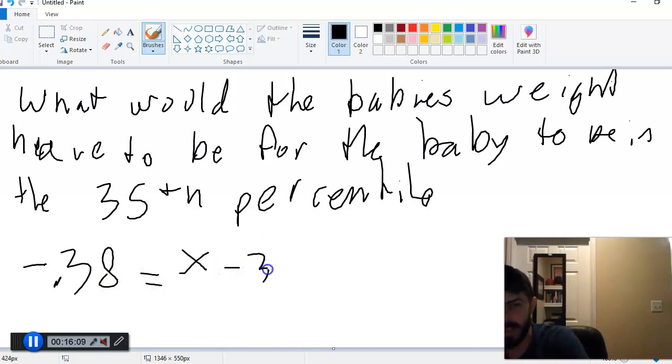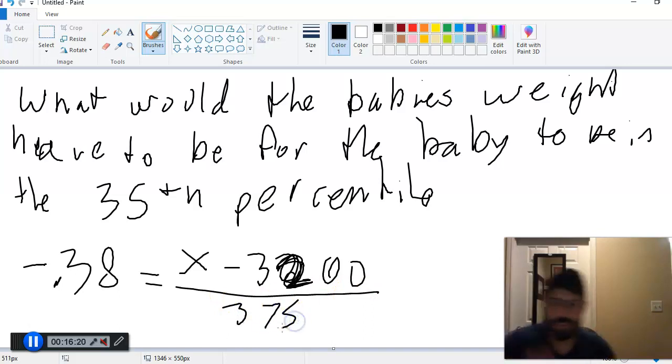Okay, so now that we know the z-score, I say, okay, I'm going to say negative 0.38 equals some measurement minus the mean of 3200, sorry, still talking about the same distribution, that's the 3200, over 375, the standard deviation. And we can basically calculate that very quickly by doing inverse operations. We multiply both sides by 375 to get rid of the 375 on the bottom. And then we add 3,200 to both sides to get rid of that, and we'd be left with something that is in terms of grams. So that's pretty nice. Not too hard, right? It's pretty much the same concept.